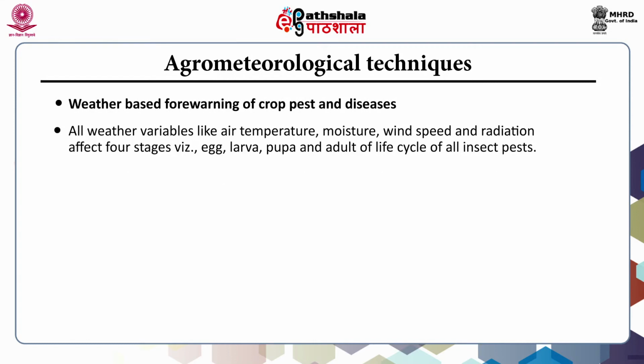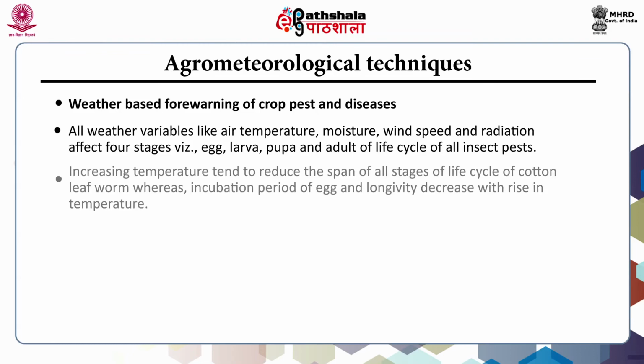All the weather variables like air temperature, moisture, wind speed and radiation affect the four stages, egg, larval, pupal and adult, of the life cycle of all the insect pests. The increasing temperature tends to reduce the span of all stages of the life cycle of cotton leaf worm, whereas the incubation period of egg and longevity decrease with an increase in the temperature.